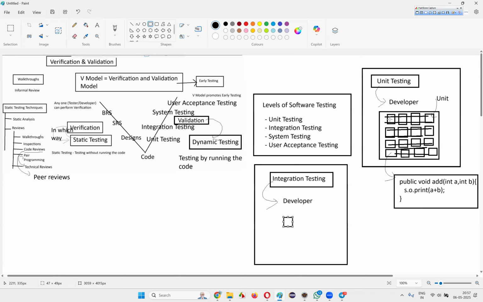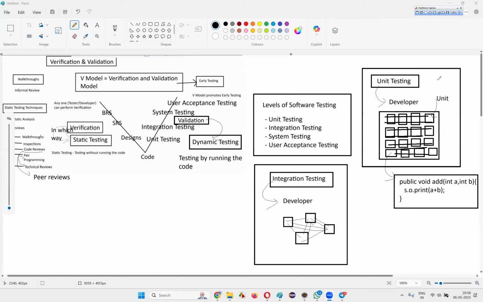In unit testing, each and every unit is tested individually and independently. But in integration testing, a group of related units will be connected together in a logical way. After unit testing is performed, integration testing will be performed. So which testing will be done first by the developer, unit testing or integration testing?